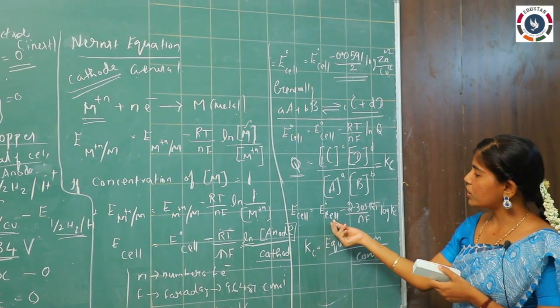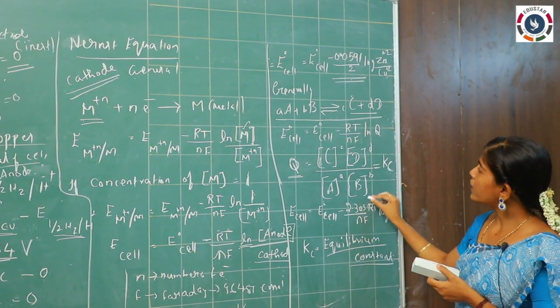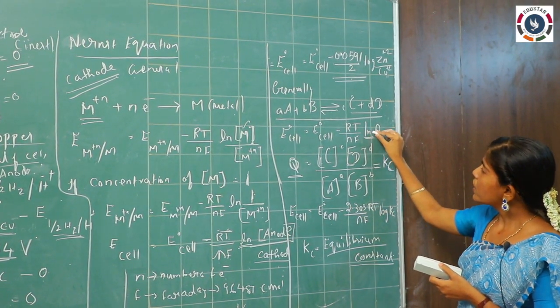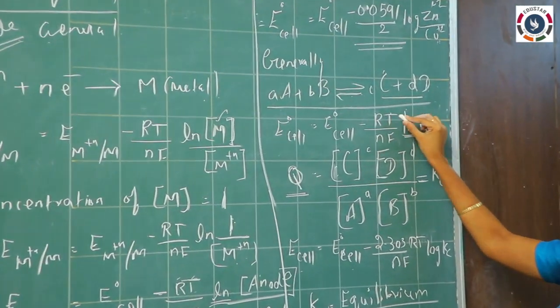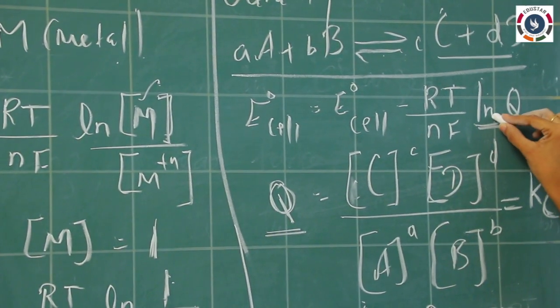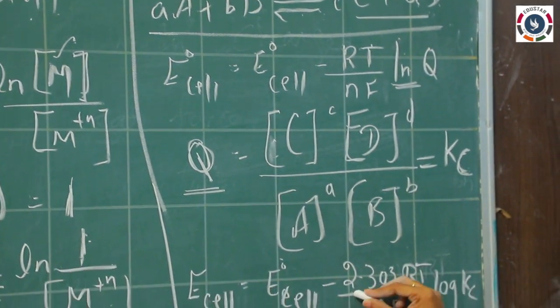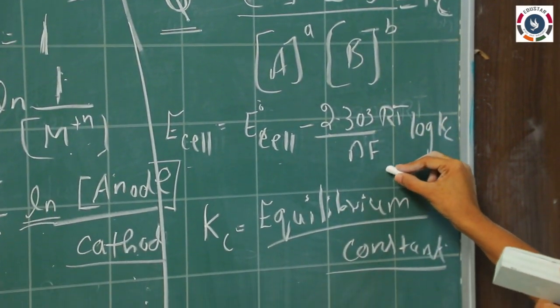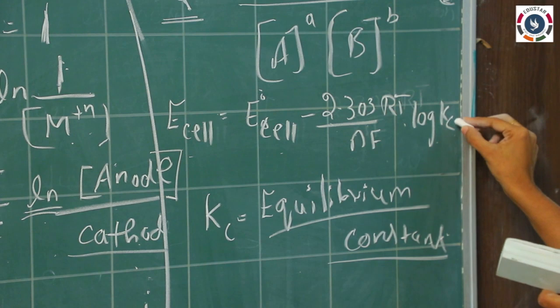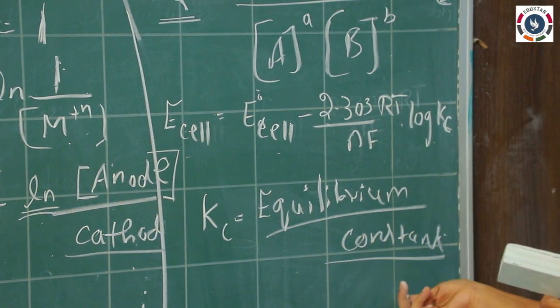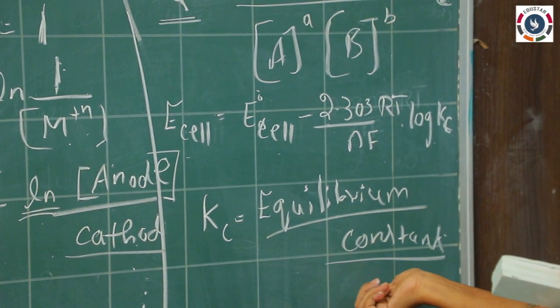E of cell is equal to E naught of cell minus, here also, ln Q. On supplying all the values and converting ln into log, we multiply by 2.303, giving 2.303 RT divided by nF log Kc. Kc is the equilibrium constant. This is the Nernst equation.